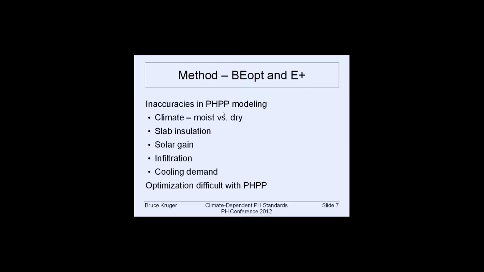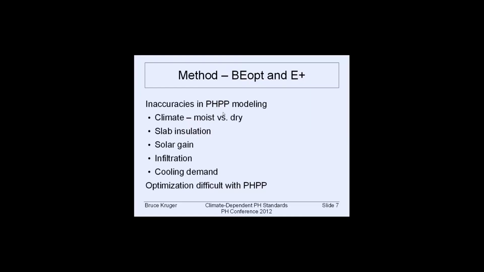This could be a whole other talk, so I won't go into it too much, but there are problems with climate changes. If you move a building between a moist climate and a dry climate, there are problems with modeling slab insulation, problems with modeling the large amount of solar gain that we had in the U.S., and some other things. And not surprisingly, there's greater inaccuracy in predicting cooling demand than there is in predicting heating demand.